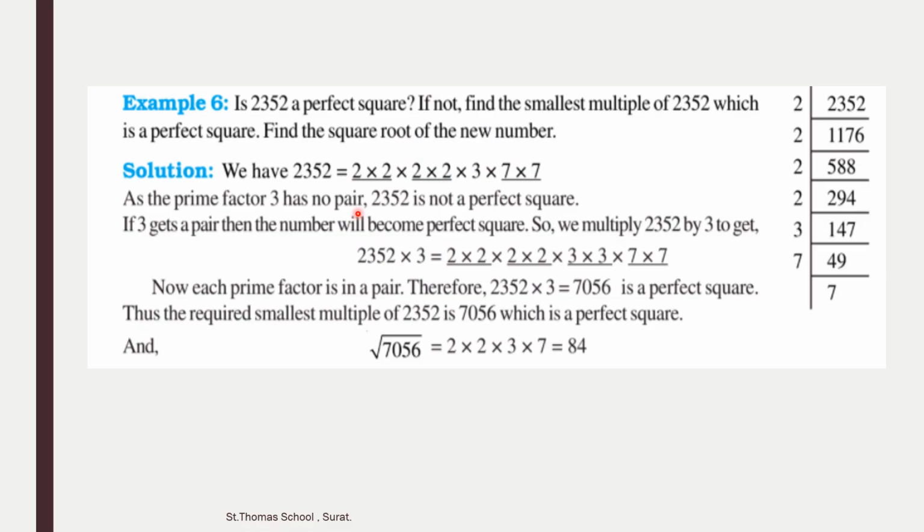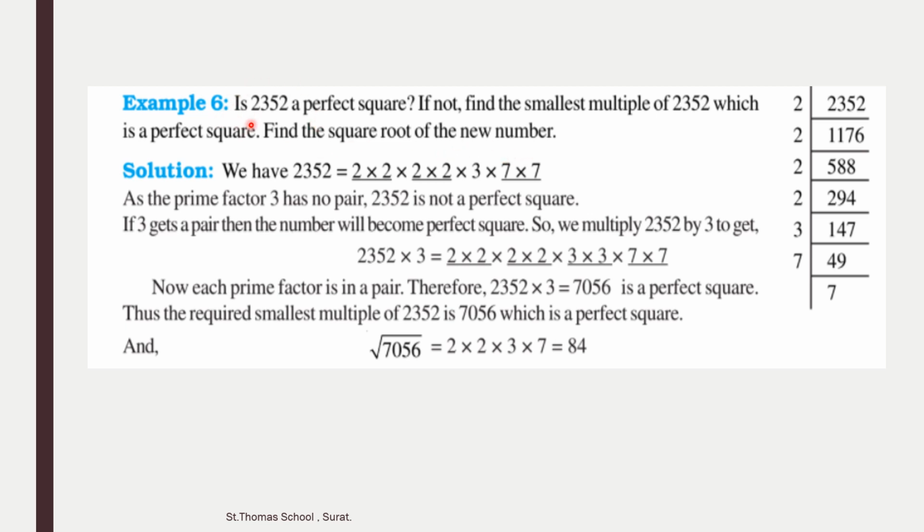Before doing exercise 6.3, let's go through the example, page number 101. You can open your textbook. Is 2352 a perfect square? If not, find the smallest multiple of 2352, which is a perfect square. Find the square root of the new number.